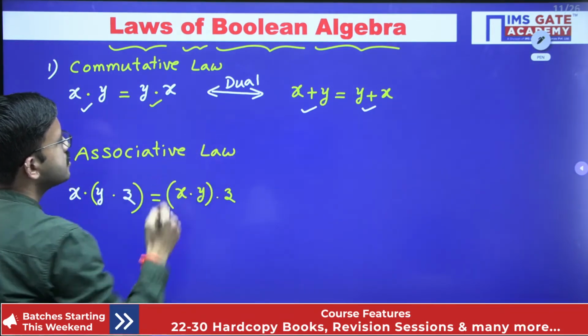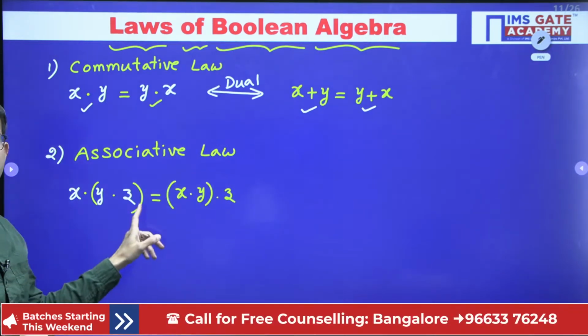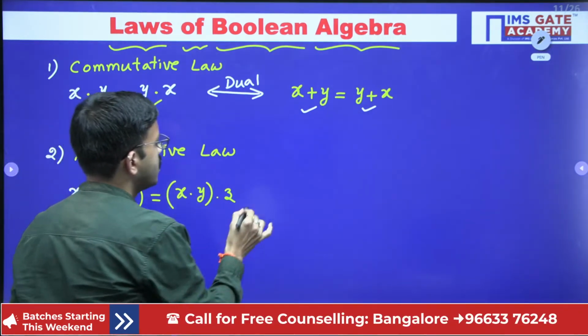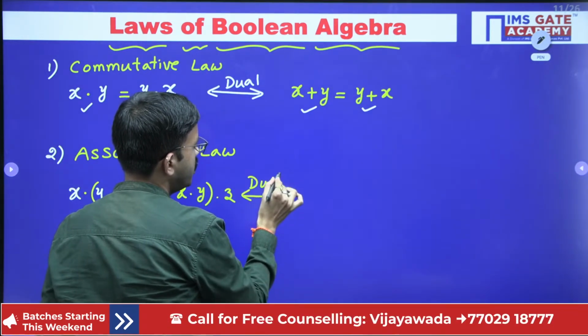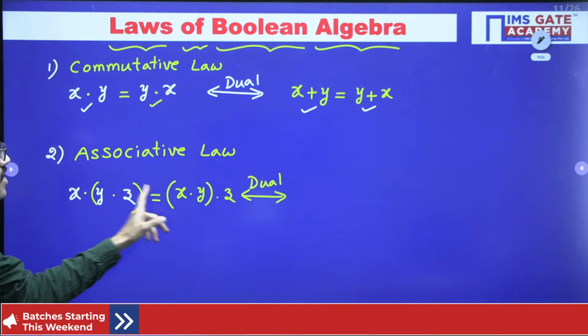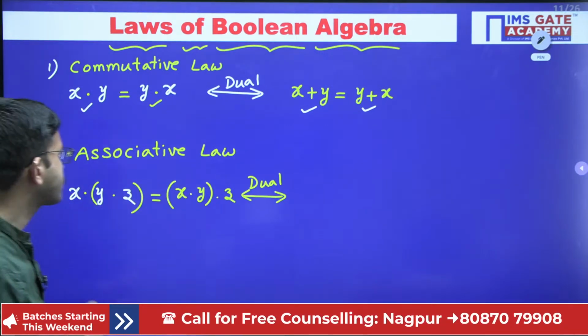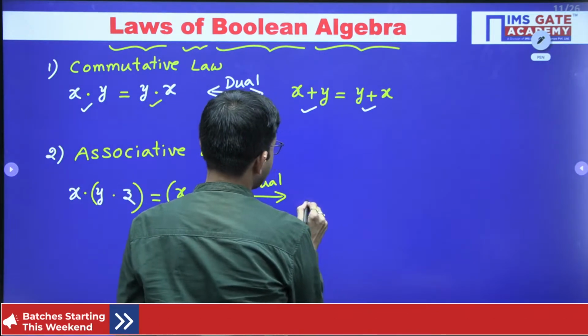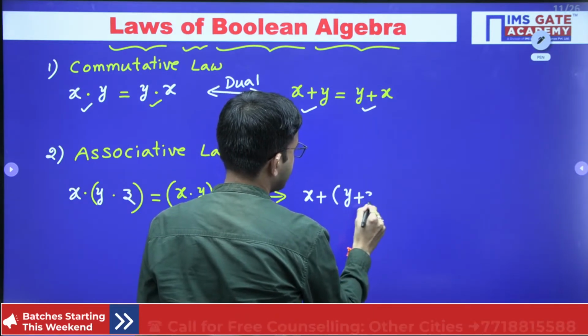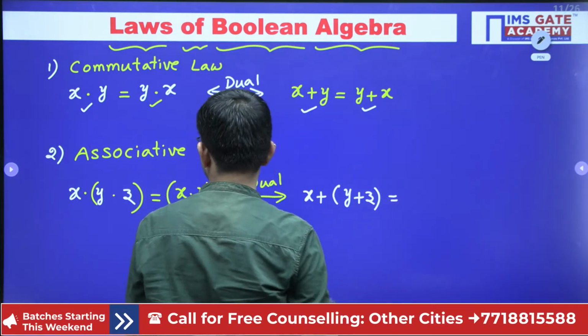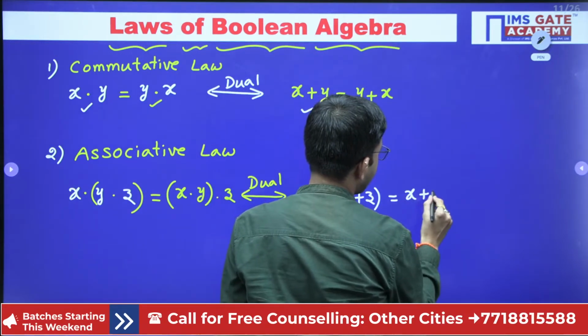So here logical AND operator satisfies associative law. So just apply dual here. Wherever logical AND is there, you can replace with logical OR. So you'll get x plus y plus z is equal to x plus y plus z.